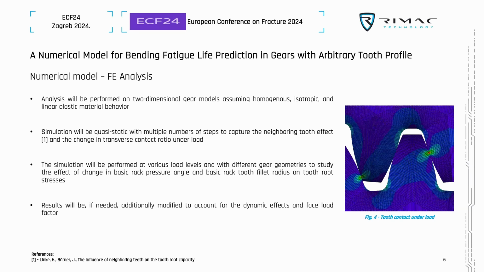Here you can see one such simulation. They are performed as quasi-static simulations with multiple steps. With that, we are able to capture the neighboring tooth effect and also the effect of a change in transverse contact ratio due to tooth bending under load. The simulations are performed at various load levels, and also for various gear geometries. By doing this, it is possible to assess the effect of changes in the pressure angle and the basic rack tooth fillet radius on the load capacity of a gear.